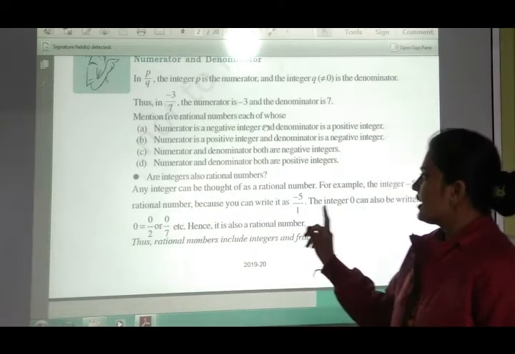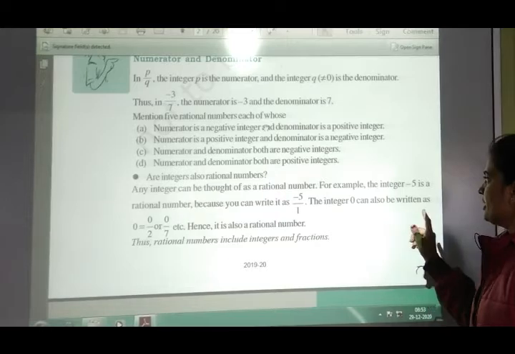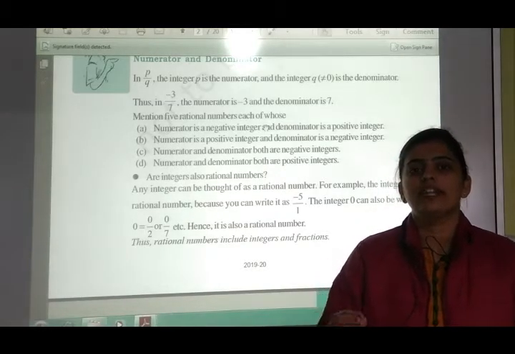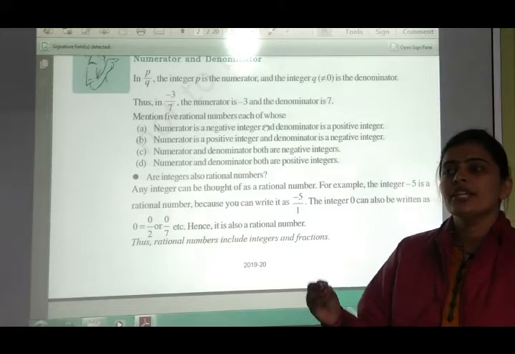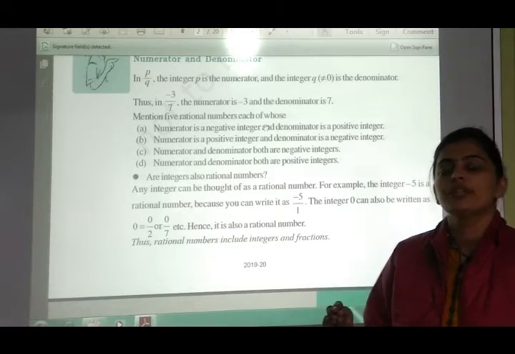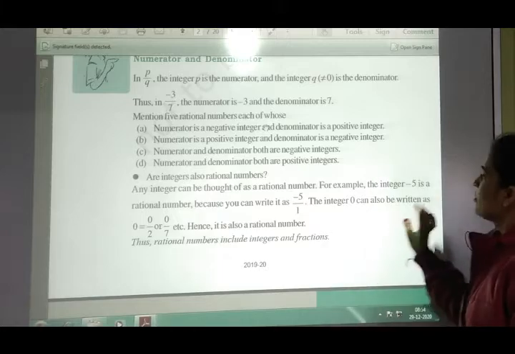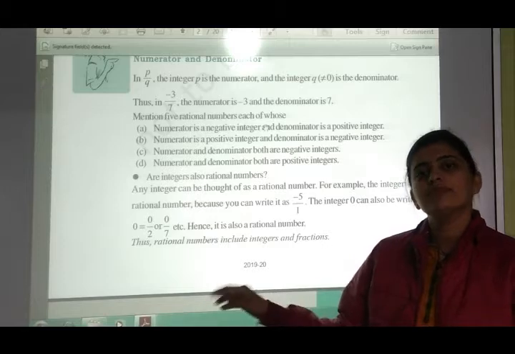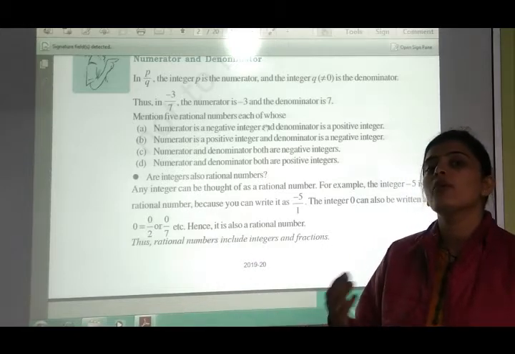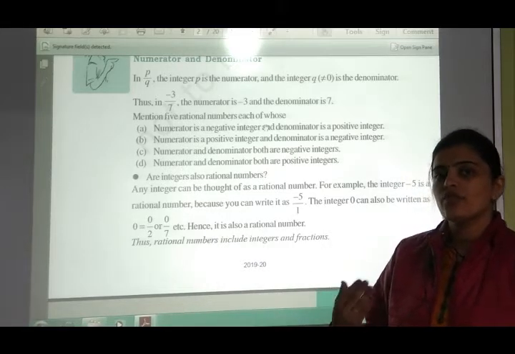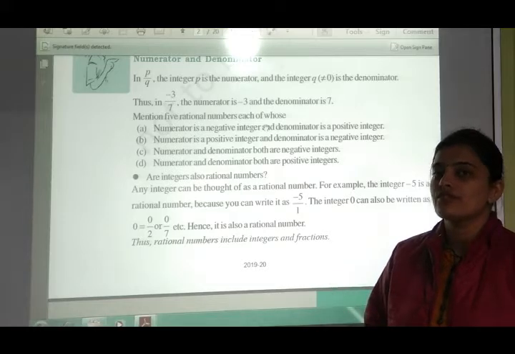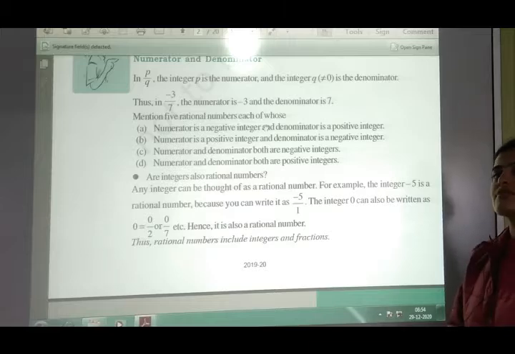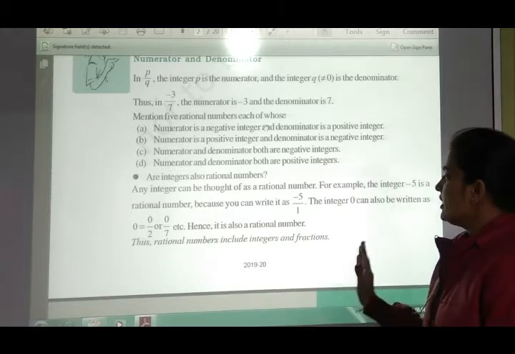Any integer can be thought of as a rational number. For example, the integer minus 5. Now minus 5 can be written as minus 5 divided by 1. Whenever the denominator is 1, we don't write the denominator. So minus 5 can be written as minus 5 divided by 1. That means minus 5 divided by 1 is in the form of p by q, where q is not equal to 0. This is the definition of rational numbers. So this satisfies the definition of rational numbers, so minus 5 is also a rational number.